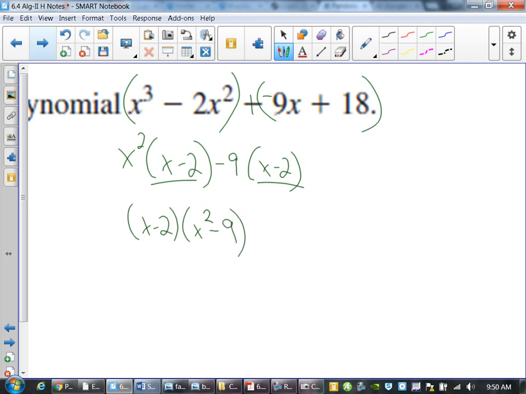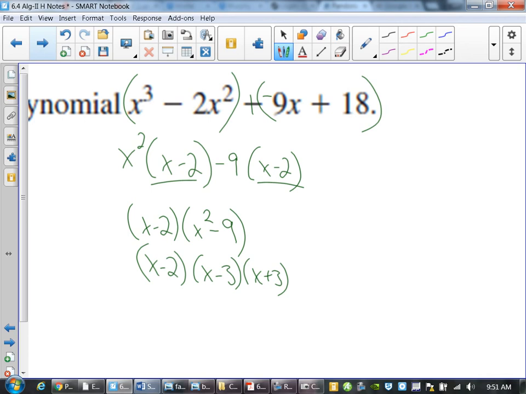You can go further. What do you get? You wind up with the difference of squares with that x squared minus 9. So you can do x plus 3, x minus 3. When it says factor, you always want to factor it completely out.